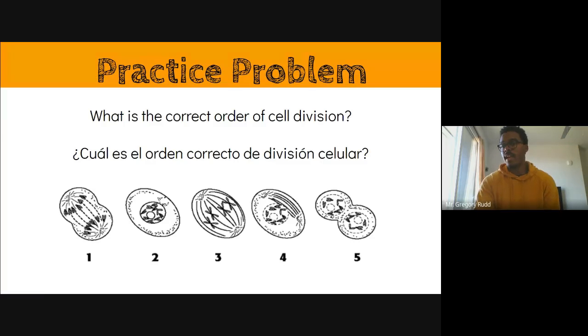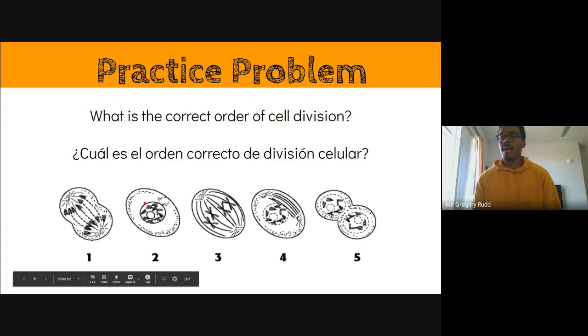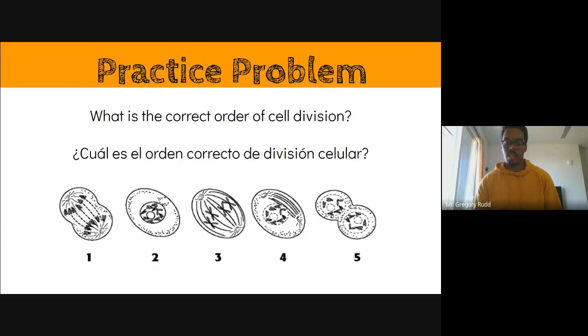Good. Thank you, Carolyn. Yeah, this is perfect. Number 2 is indeed the first picture, and thank you to Melissa. We can see that the nuclear membrane is still intact. We can see that there are organelles and ribosomes kind of strewn throughout the cell, so the cell hasn't begun any process of division here. Excellent. What comes next? What's the second picture?